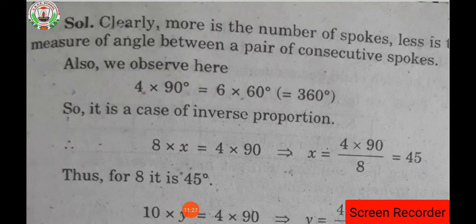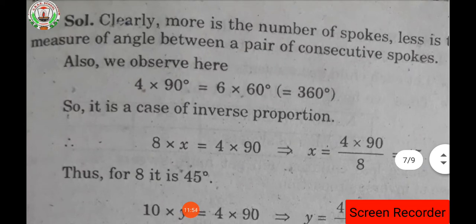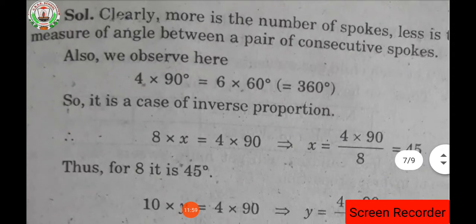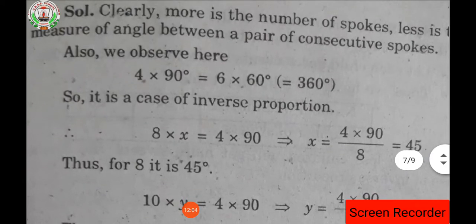So we observe that 4 into 90 is equal to 6 into 60. It will be 360, isn't it? 4 into 90 and 6 into 60. From where did we get these values? We got these values from the question itself, that is, from the table. Then seeing this table, 4 into 90 is equal to 6 into 60 is equal to 360. We can easily say that the condition is of inverse proportion. So for finding the rest of the degrees, we have to apply inverse proportion.